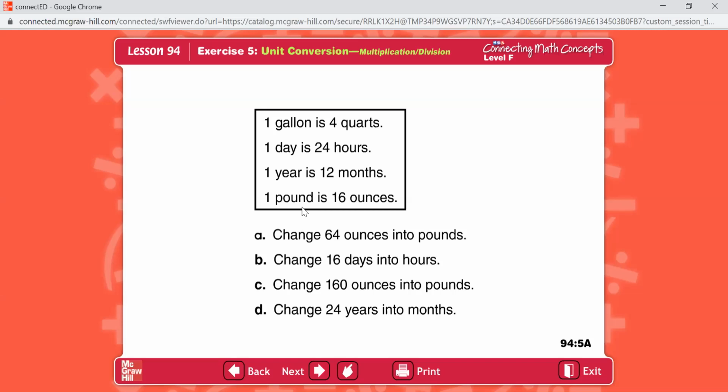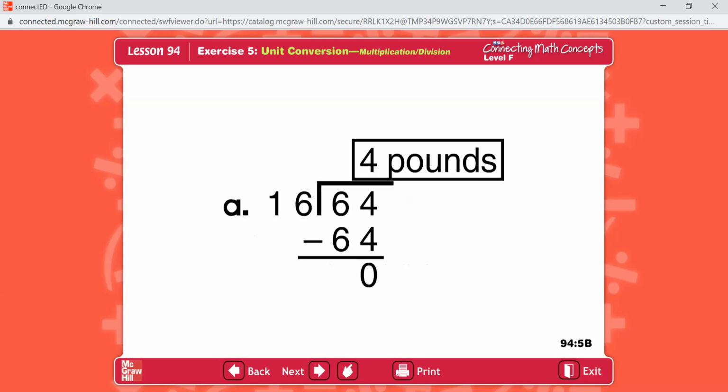Now, look at our problem. Are we ending up with ounces, meaning multiply, or are we ending up with pounds, meaning divide? We're ending up with pounds. So we're going to divide 64 by 16. And what does 64 divided by 16 equal? 4 pounds. Don't forget to label your answer.